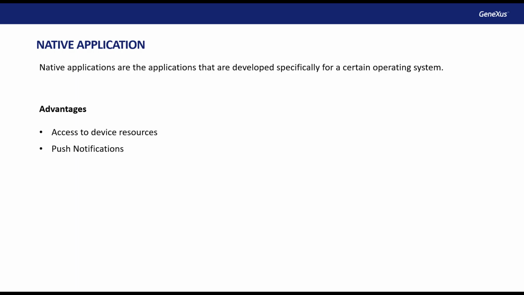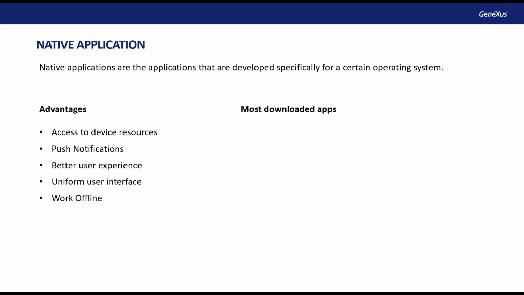An enhanced user experience with fast and smooth access. A consistent user interface, menus, buttons, commands, and so on, because they must follow the design guidelines of the operating system manufacturers. And they work offline, that is, you can access the contents of the app without being connected. Among the native applications with the highest number of downloads so far are Facebook, WhatsApp, Instagram, Snapchat, among others.